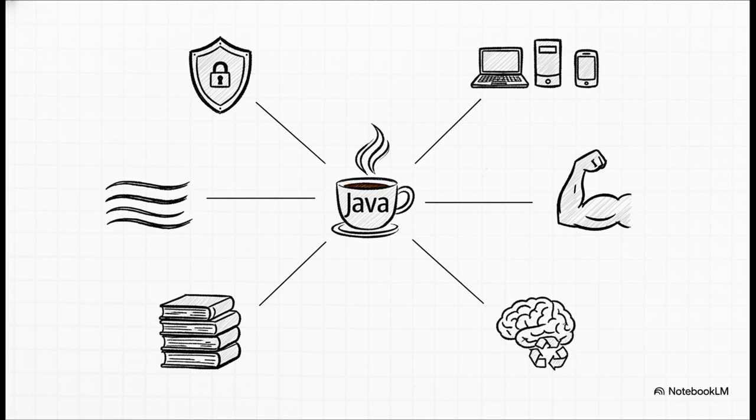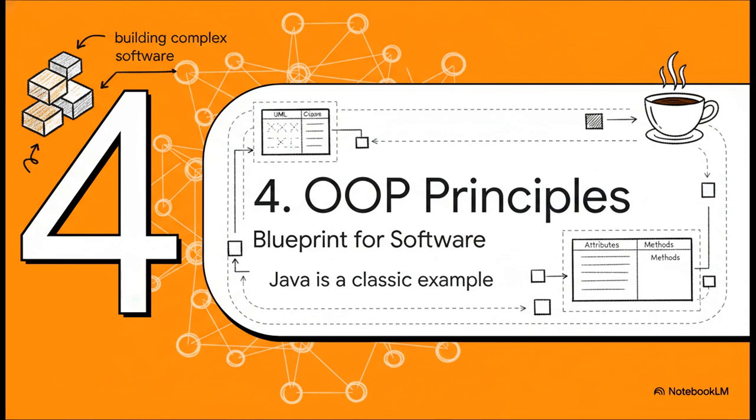It really all adds up. And that brings us to a really big one. Question 4. This is all about the principles of object-oriented programming, or OOP. And this isn't just a Java thing, you know? It's the whole philosophy that helps us programmers build complex software that we can actually maintain without going crazy. And Java is a textbook example of OOP done right.